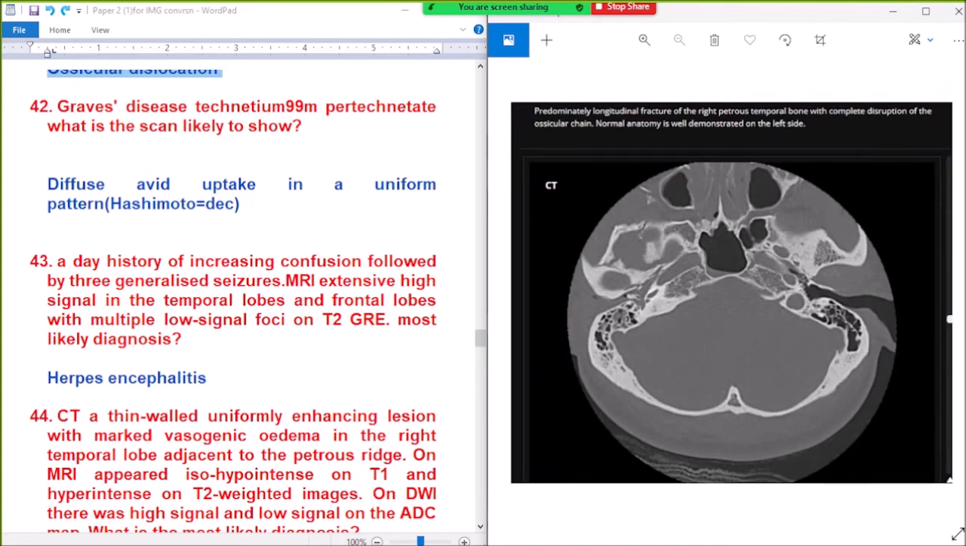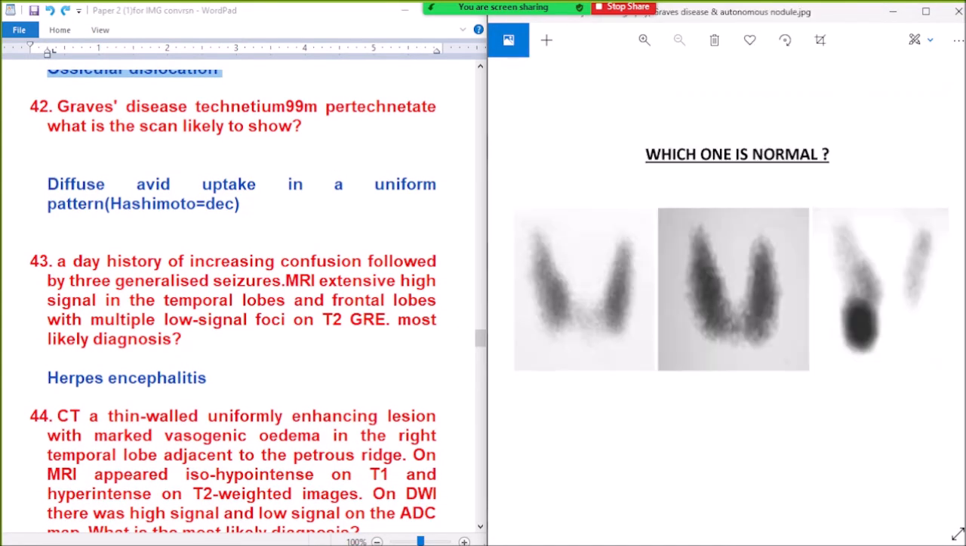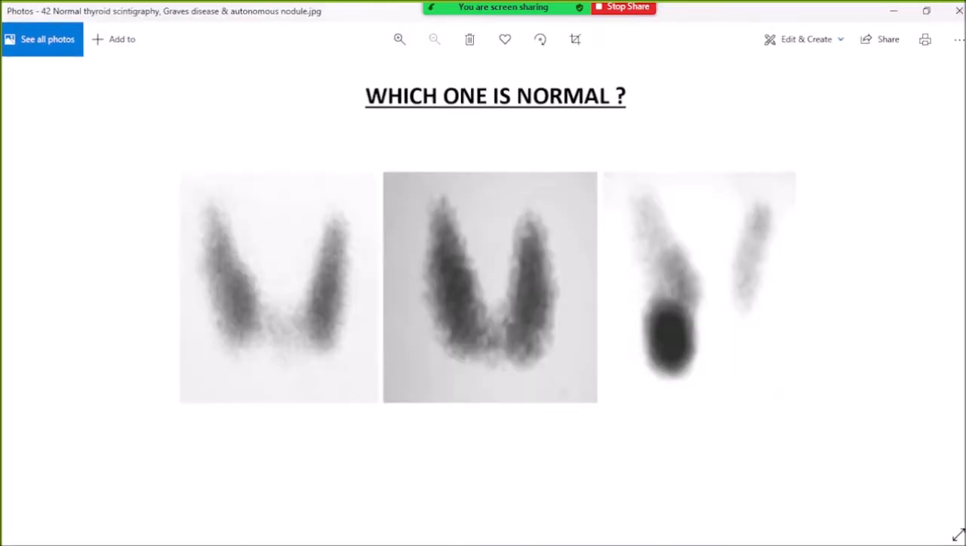Question number 3042. Graves disease, technetium-99m pertechnetate. What is the scan likely to show? Diffuse increased uptake in a uniform pattern. The normal thyroid scintigraphy. The Graves disease: diffuse uptake in a uniform pattern. Then autonomous nodule.